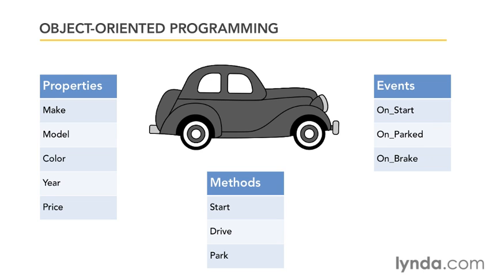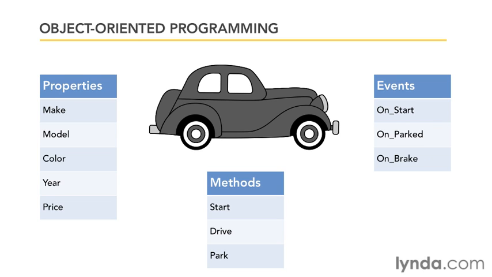Descriptive items are called properties. For a car, you can have properties that store the car's manufacturer, model, year, color, and price. Actions you can perform with a car are called methods and are described using verbs. For example, you can drive a car, park a car, or wash a car.